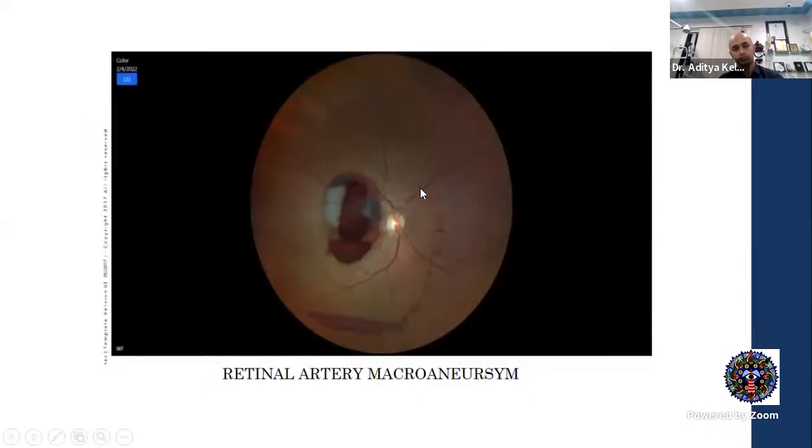This is another interesting lady who presented to us with sudden decrease in vision, and it is secondary to a subhyaloid hemorrhage that you can see, and it has bled from a retinal macroaneurysm along the superotemporal vessel. So all this can be a consequence of hypertension.